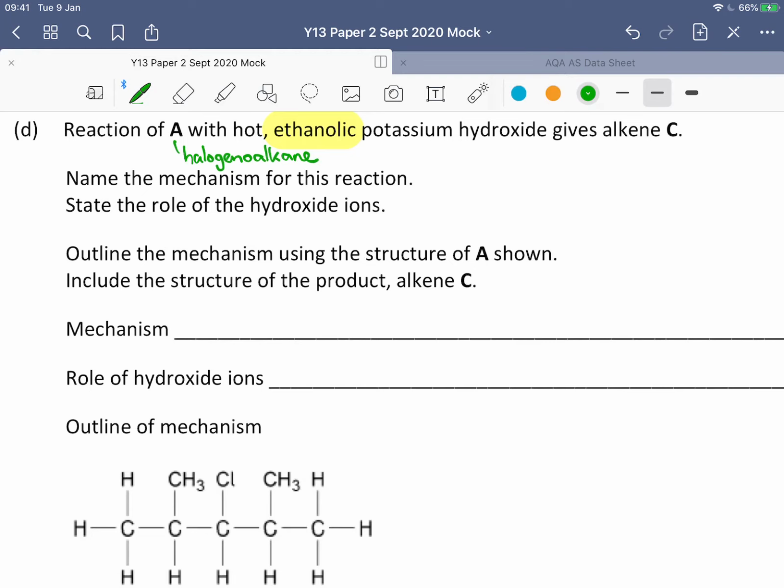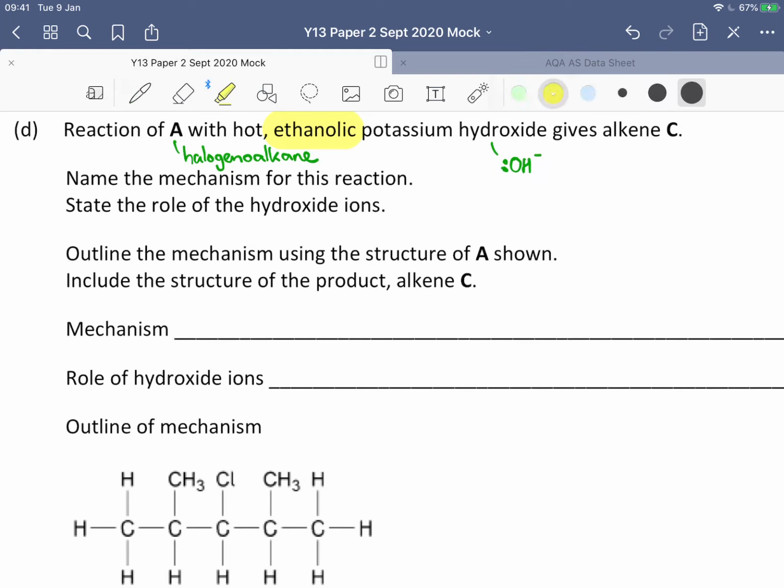Potassium hydroxide, sodium hydroxide, they are ionic compounds. When they are dissolved, those ions are completely separate. And the only one we are interested in is the hydroxide ion, right? And remember, OH minus, if you miss out the minus, you're not going to get the mark. If you miss out the electron pair, you're not going to get the mark.